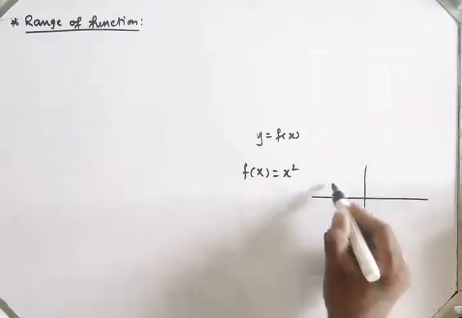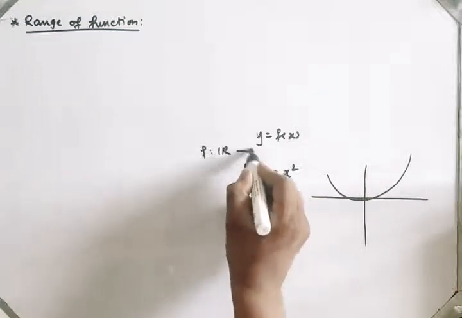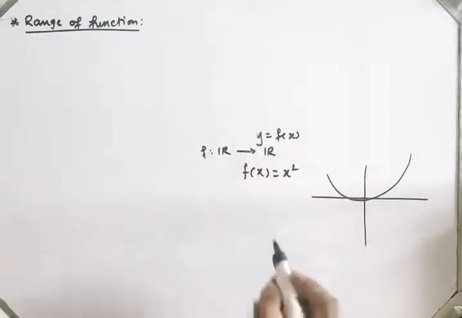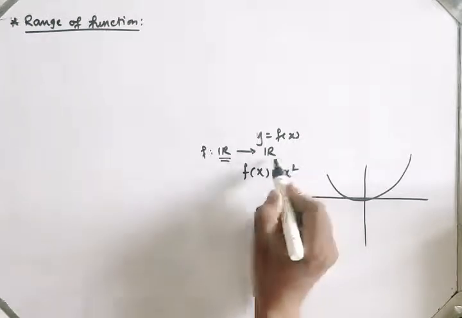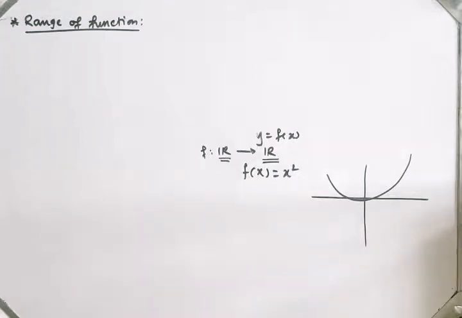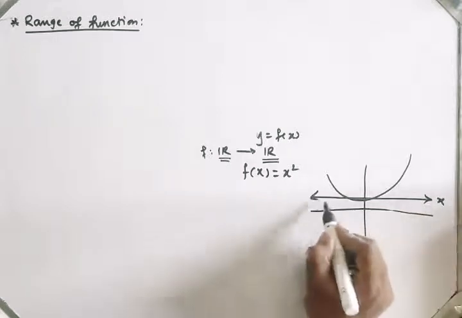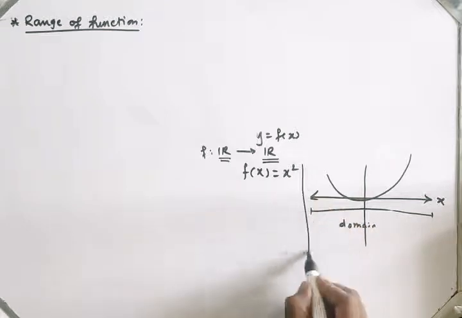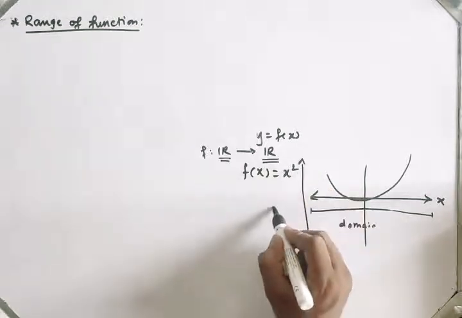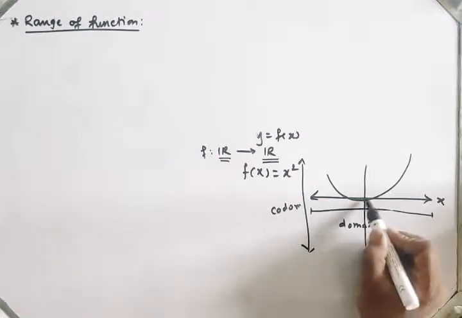Graph of that function: suppose I have the function f from the real numbers R to the real numbers R. So what is the domain of this function? Domain is the real numbers. And what is the codomain? Codomain of the function is the real numbers again. So the domain of the function is this, the x-axis, and the codomain of the function is this whole y-axis. This is the codomain, and the range of the function is the interval of the graph.